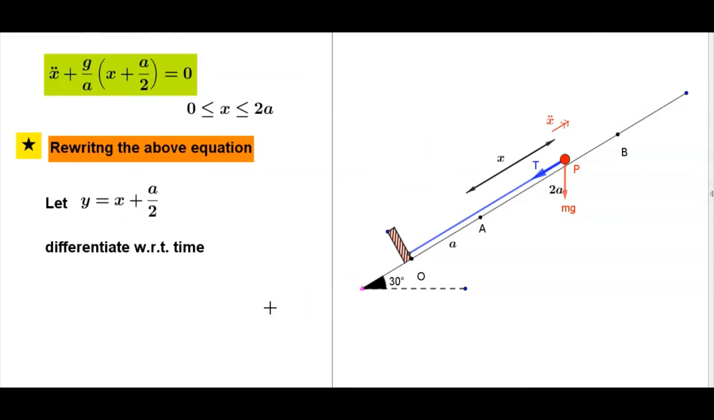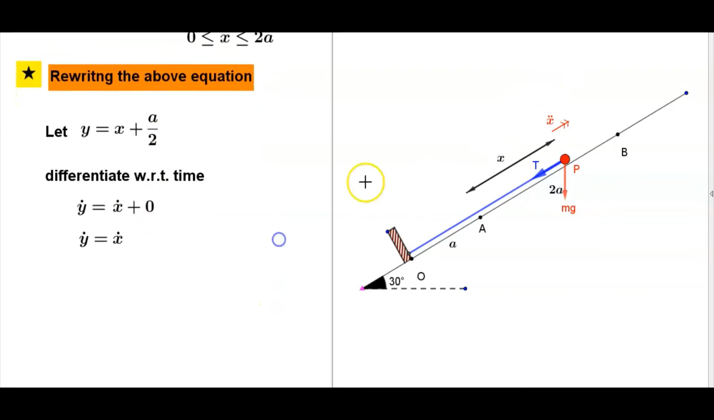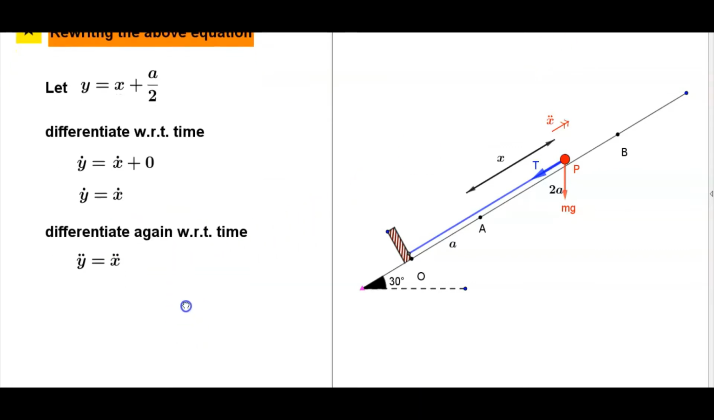Now we differentiate this equation with respect to time. Therefore, y dot is equal to x dot plus the constant, which is 0 when differentiated. Therefore, y dot is equal to x dot. Differentiate again with respect to time. Therefore, y double dot is equal to x double dot.